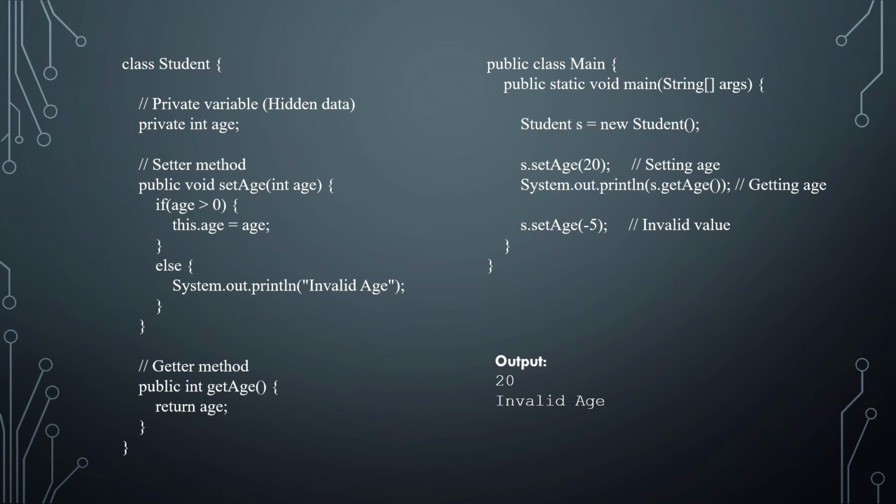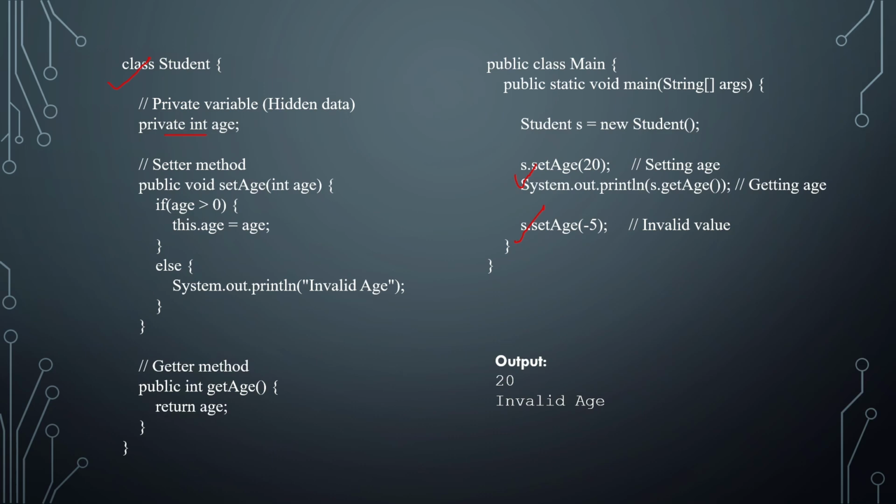Here we have a Student class and we made the variable age as private. Because of this, statements like s.age = 20 and s.age = -5 in the main method are not allowed. And even System.out.println(s.age) is also not allowed. But why? Because private means the variable can only be accessed inside the same class. It cannot be directly accessed from outside the class.